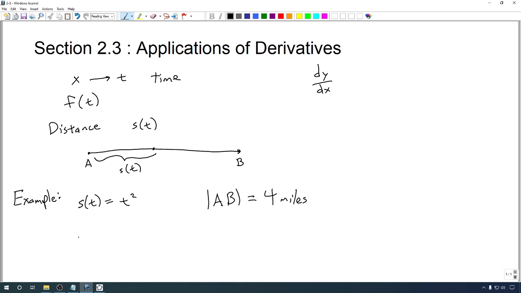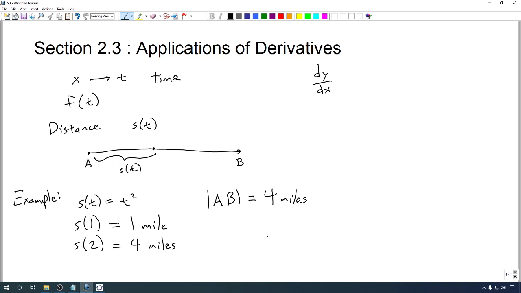That means that after 1 hour, we've gone 1 mile. After 2 hours, we've gone an entire 4 miles. And basically saying here that it takes us 2 hours to get from A to B, because that 4 miles there agrees with the distance from A to B. But now we can ask the question, what was our speed? How fast did we go from A to B?